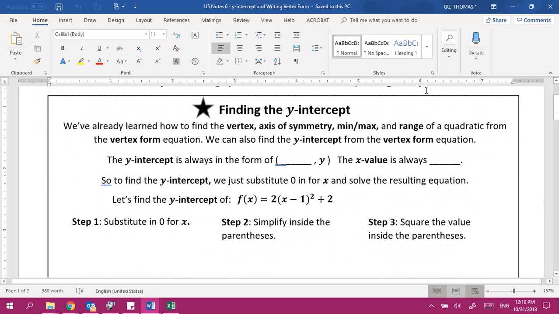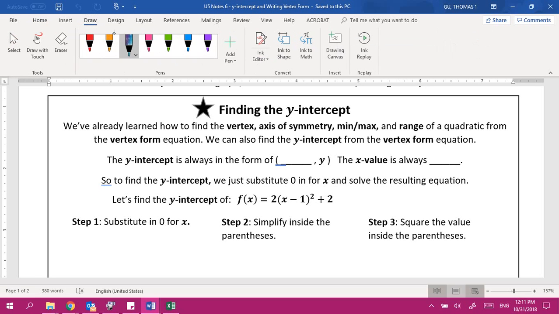So, we learned how to find a bunch of things yesterday. Now we're going to learn how to find the y-intercept. But it's very important that you understand right here that the y-intercept is always in the form of blank, comma, the y value. What do you think goes in that blank? It's an ordered pair. And for the y-intercept, your x value is always what, though? What's your x value on the y-intercept? Zero, right. It's always 0.